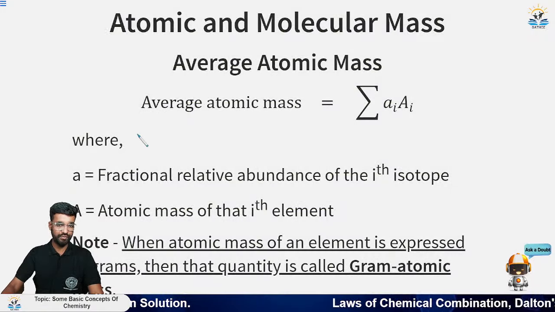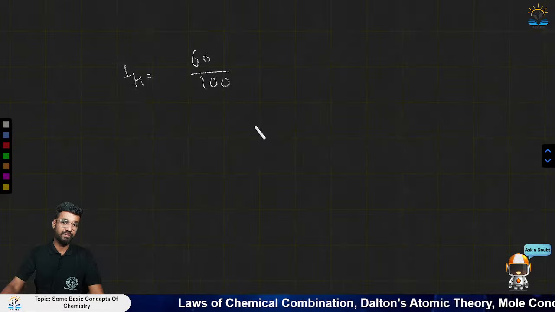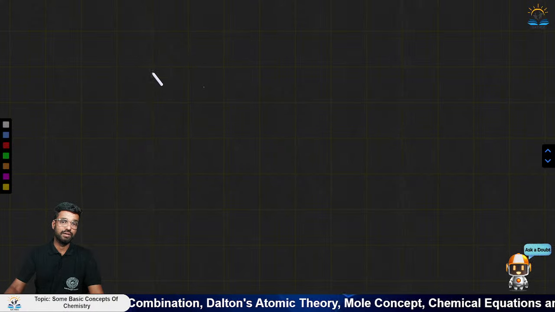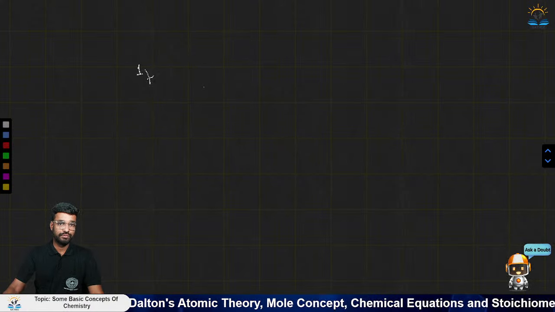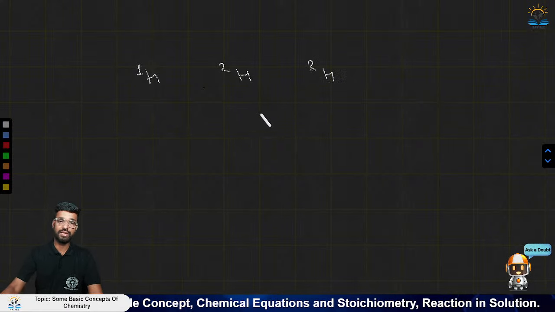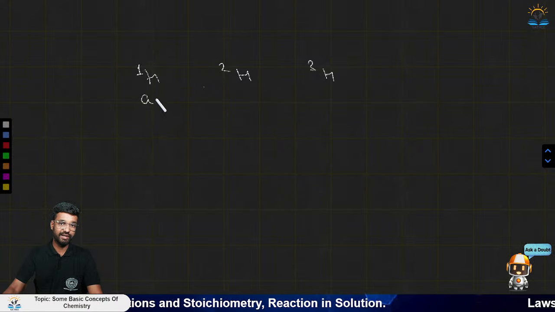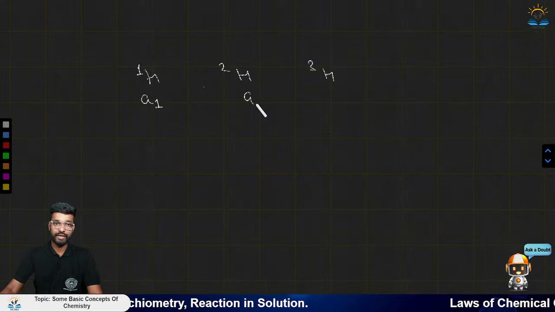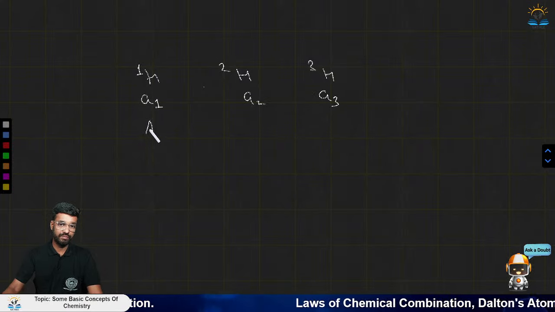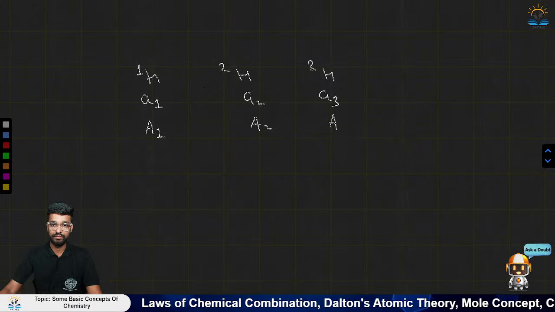Next, if you want to calculate the average atomic mass of hydrogen, I am taking the example of hydrogen only here. Three isotopes are present, 1H, 2H and 3H. Suppose their fractional relative abundances are A1, A2 and A3, and these are their mass numbers, that is, M1, M2 and M3.